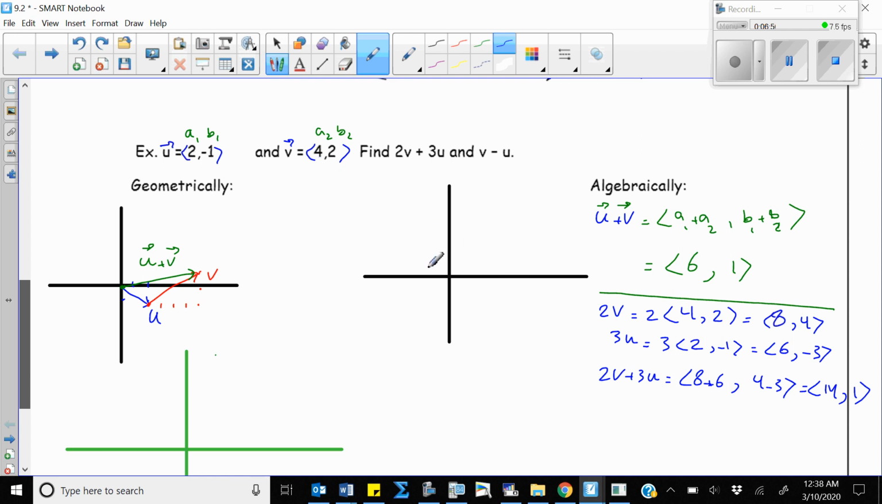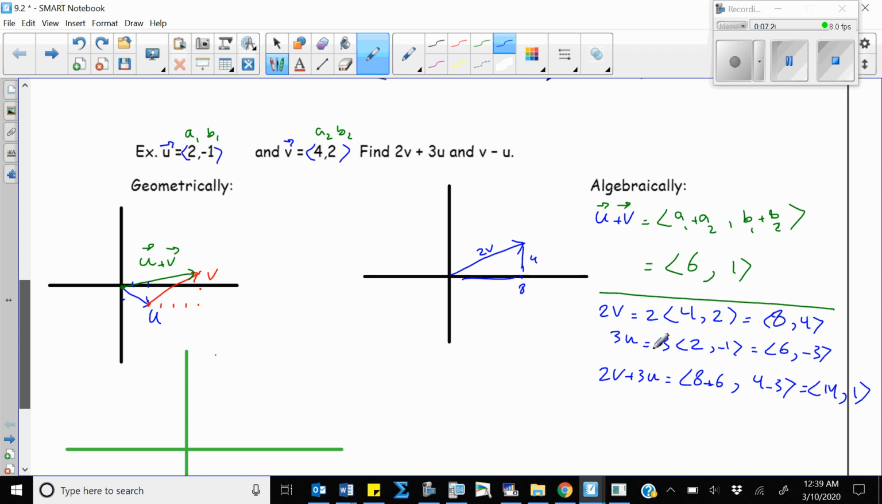Now, if I want to graphically or geometrically find 2v plus 3u, I'm going to start from here. I will start graphing 2v, which is 8 and 4. So that means I need to go 8 to the right. Let's say this is 8 and 4 up. So we went 8 right and 4 up to graph this vector, which is 2v.